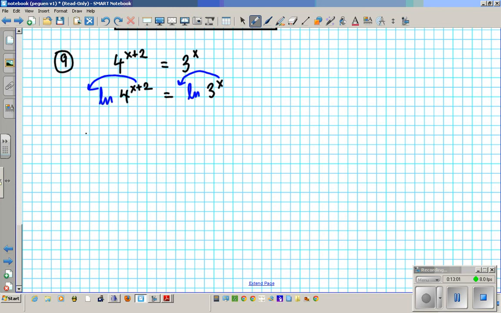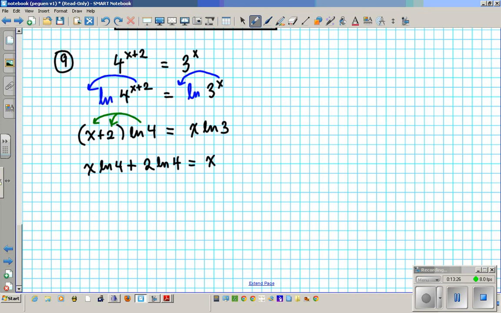So we're going to have x plus 2 times the natural logarithm of 4 equals x times the natural logarithm of 3. So when you distribute this natural logarithm of 4 to both terms, on the left side, you're going to have x times the natural logarithm of 4 plus 2 times the natural logarithm of 4 equals x times the natural logarithm of 3. So I need the terms with x on one side so that I can isolate the x's. So I need this term and this term on the same side. Okay? So how about I just move this one to the right side? How do I do that? Subtract x ln 4 from both sides.